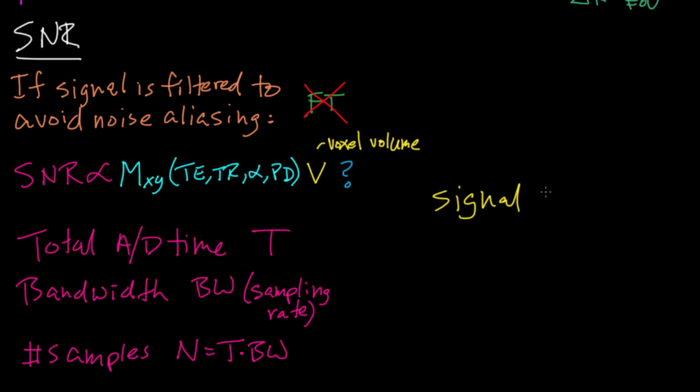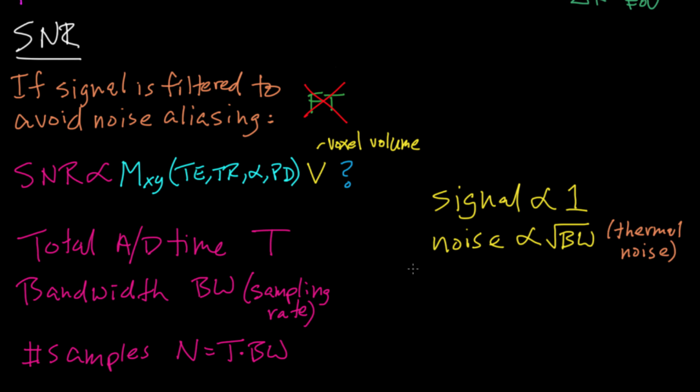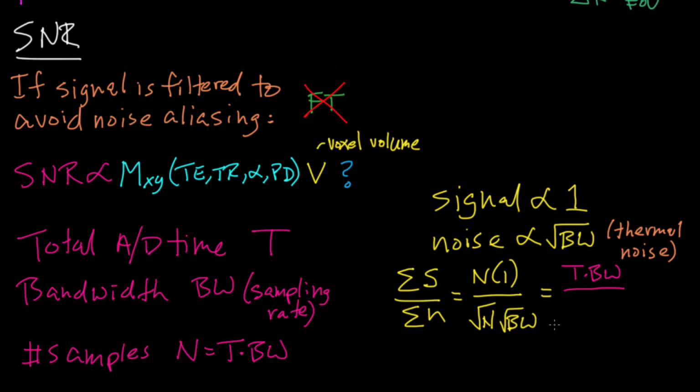So the signal itself from a particular voxel is some voltage that appears at the terminals of the coil. That voltage is independent of any of the sampling properties. So we'll say for here that that's proportional to some constant. We'll call it 1. The noise voltage is proportional to the square root of the bandwidth, and that's a fundamental property of thermal noise. So let's sum signal and noise across all the n samples. The sum of all the signals is n, and when you sum thermal or incoherent noise, the sum is proportional to the square root of the number times the magnitude of each sample. So substituting in n equals T times bandwidth, we have this expression. The bandwidth falls out of that, so you end up with simply the square root of the total time independent of the bandwidth, and we'll insert that here.